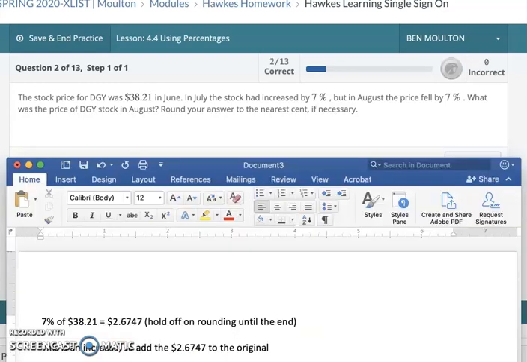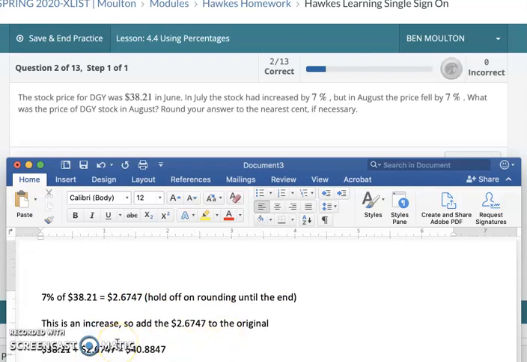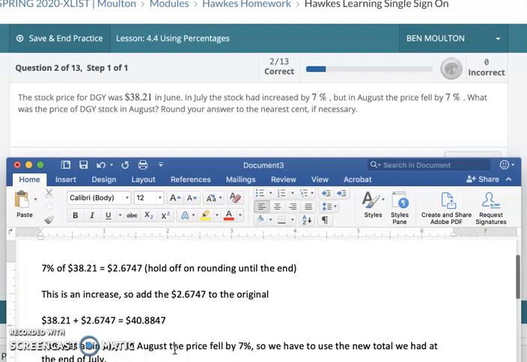All right, so I just set this one up and worked it out. So what we're doing is we're taking 7% of your $38.21, and we figured that much out. This is going to be your increase. You're going to get $2.6747. Hold off rounding until the very end of the problem, okay? Otherwise, we're going to start having rounding errors. So now this is an increase, so we'll add this to the original of $38.21. That puts us up to $40.8847.